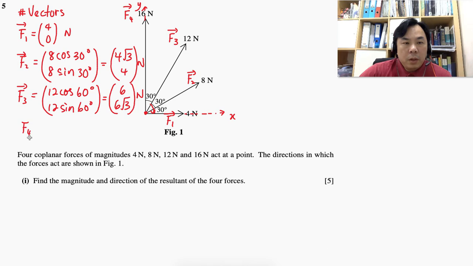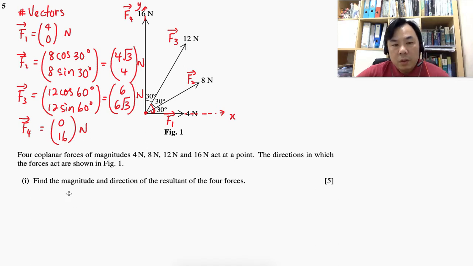And then of course lastly is the easiest one. There is no x component there, but it has a vertical component of 16 units. And there you have it. These are all the forces. Now, as they mentioned, the resultant force of the four forces. Resultant means the sum of all the forces. That's what it actually meant. So all you need to do is just arrange them.